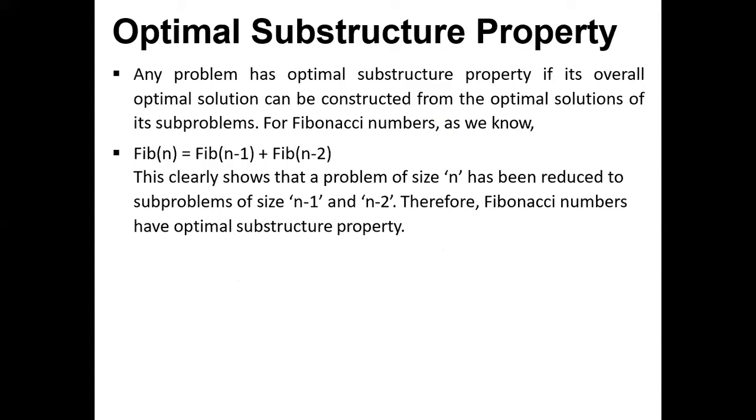If the solution of the problem can be constructed from the optimal solution of its subproblems, then it is called optimal substructure. For example, Fibonacci n can be constructed from the solution of n minus 1 and n minus 2. So that means Fibonacci numbers have the optimal substructure property.